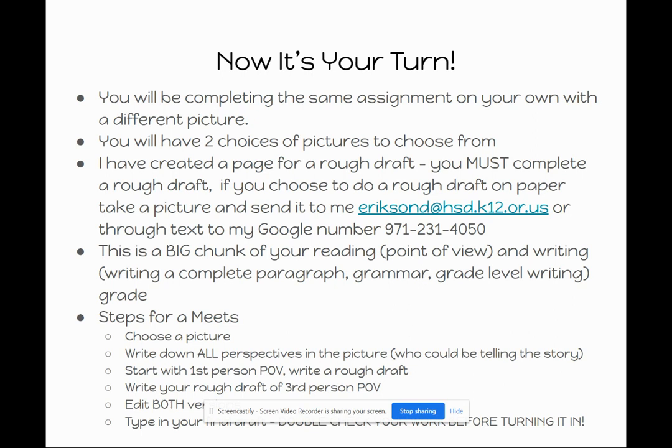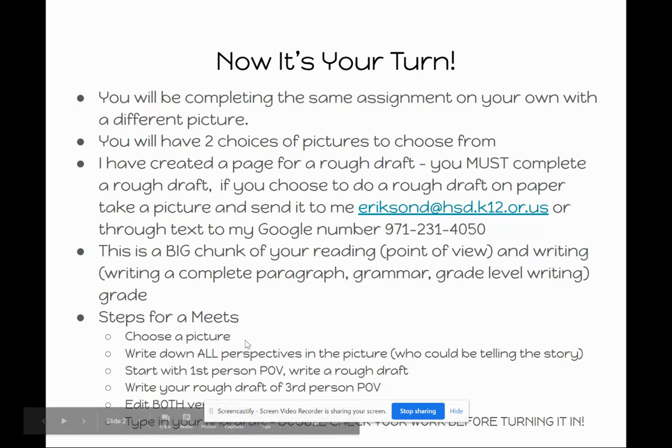If you choose to write a rough draft on a separate piece of paper, please take a picture of it and send it to me. There's my email address, or you can text it to my Google phone number, okay? This is a huge chunk of your grade for reading and for writing. Lots of things that Mrs. Connor and myself will be grading you on here.